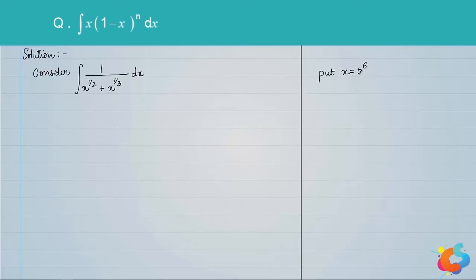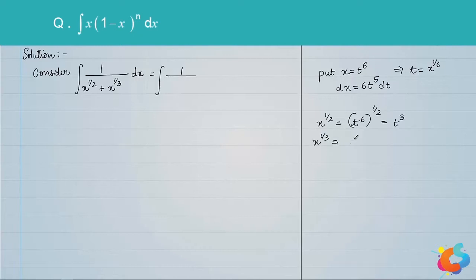If you differentiate this with respect to x, we will get dx is equal to 6t to the power of 5 into dt. From here, we can write t as x to the power of 1 by 6. And if we substitute this in the given problem, we will get 1 over this: x to the power of half becomes, replacing x with t to the power of 6, t power 6 whole raised to the power of half. This is the same as t cube. And x to the power of 1 by 3 becomes t power 6 whole raised to the power of 1 by 3.